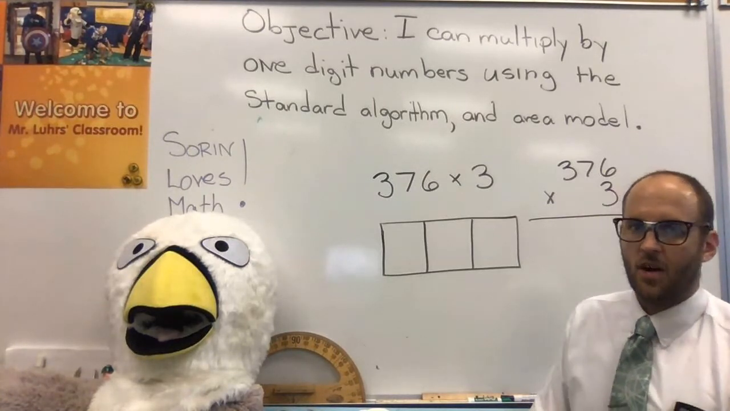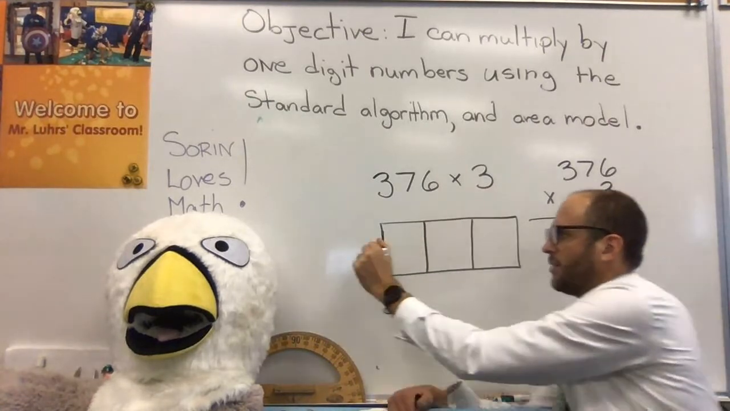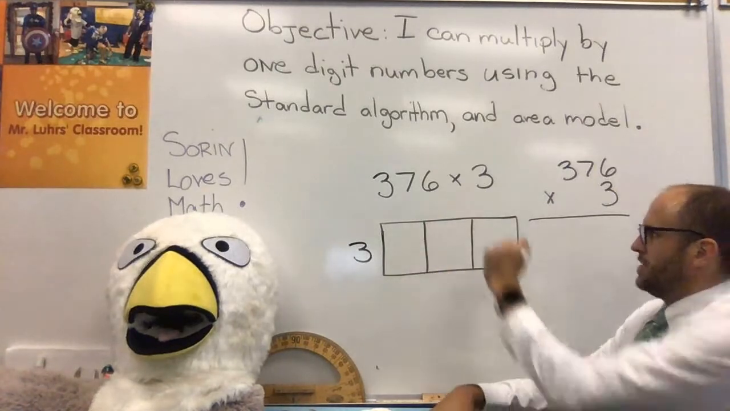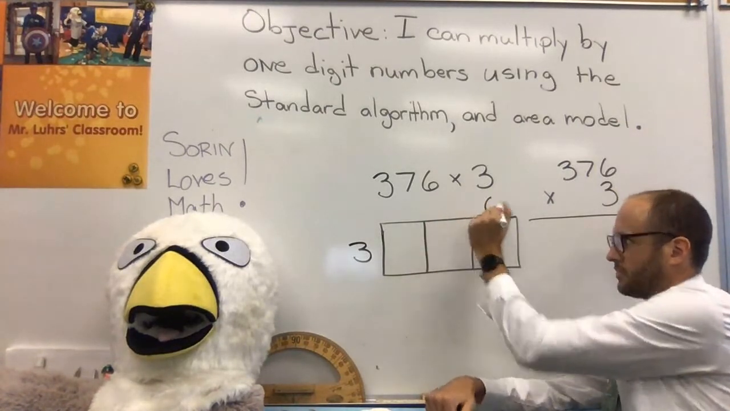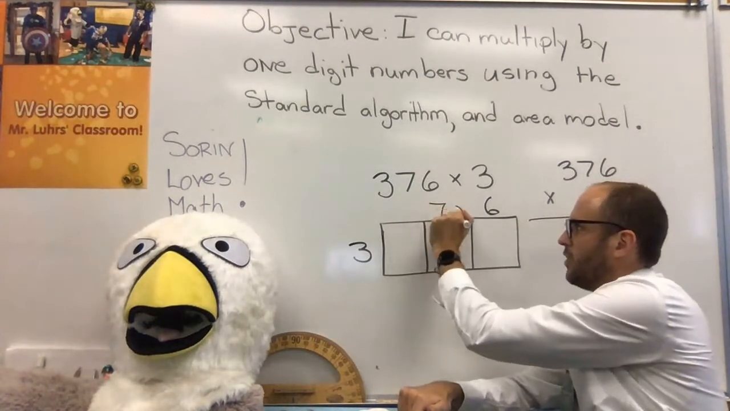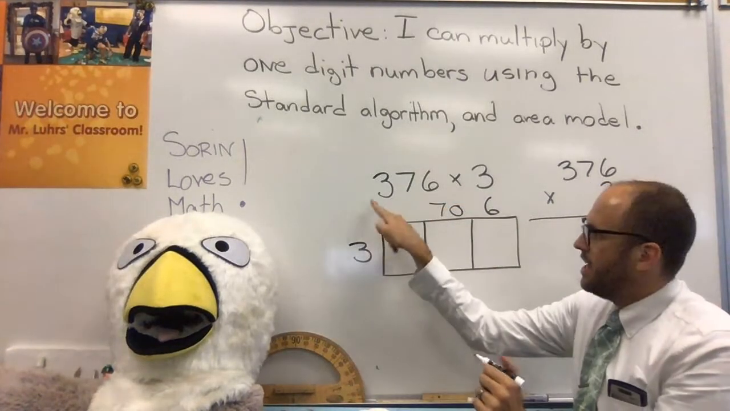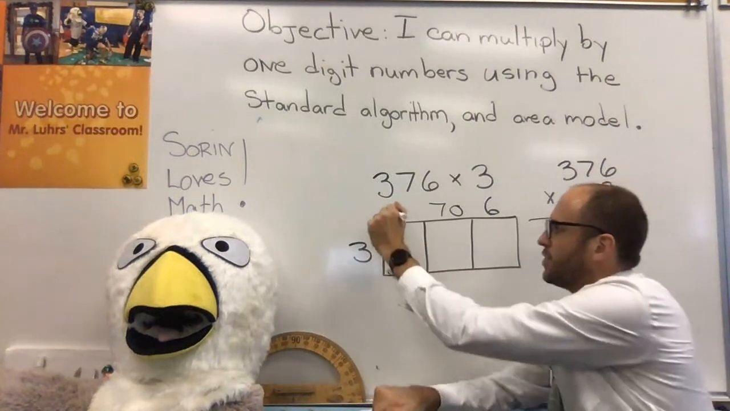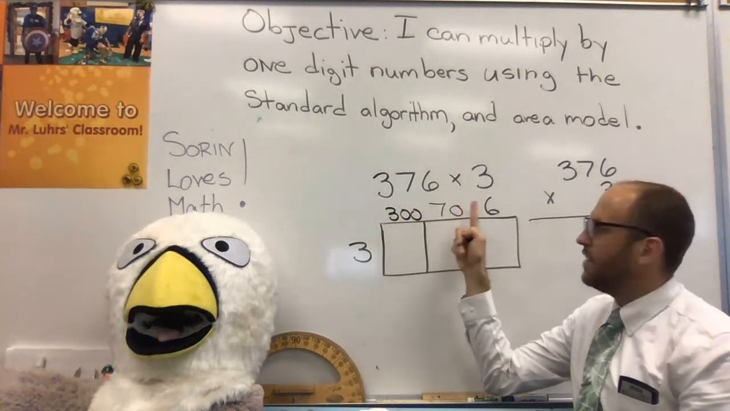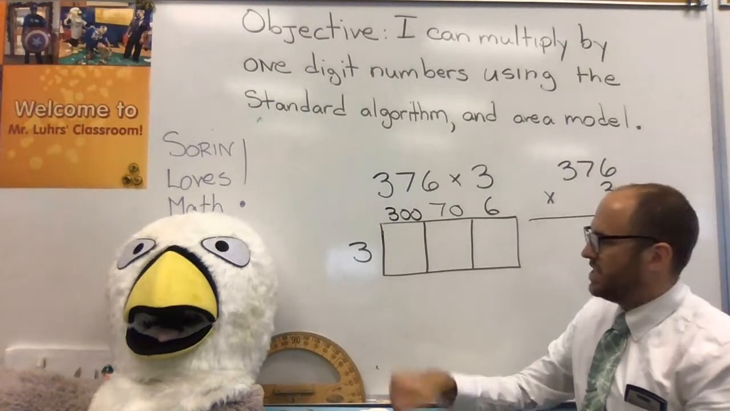All right, let's see how we did. Again, we put the 3 right here on the left side of our model. We have 6 ones, so 6 goes here. We have 7 tens. So 70 is what we're going to put over the middle box. And then we have a 3 for 300s. And if we add those numbers together, it'll equal 376.